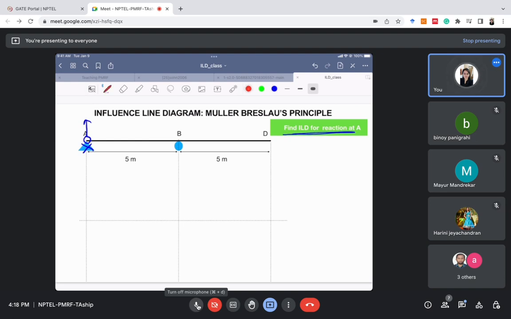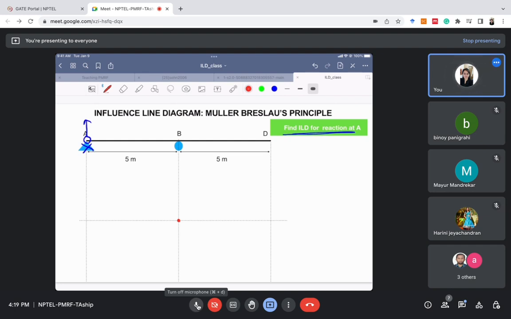Let us draw it. Before drawing, let us restrain those points which cannot move anywhere, just for our better understanding. So we have restrained this B point here. B point cannot move anywhere. A point does not have a support now, so it can move upward or downward. D point is free, so it can also move upward or downward. There is no restraint at point D.